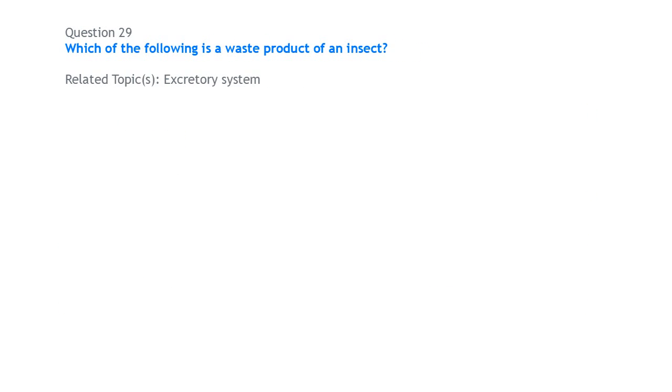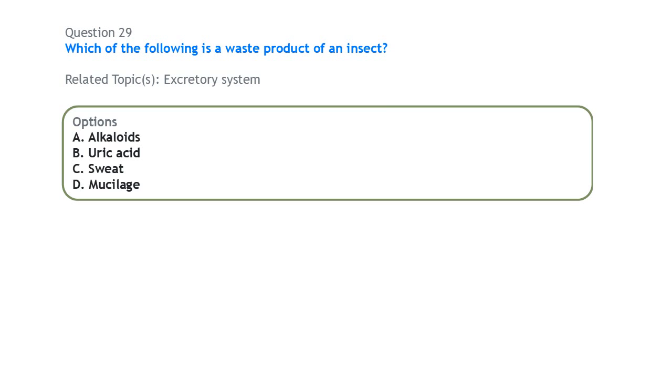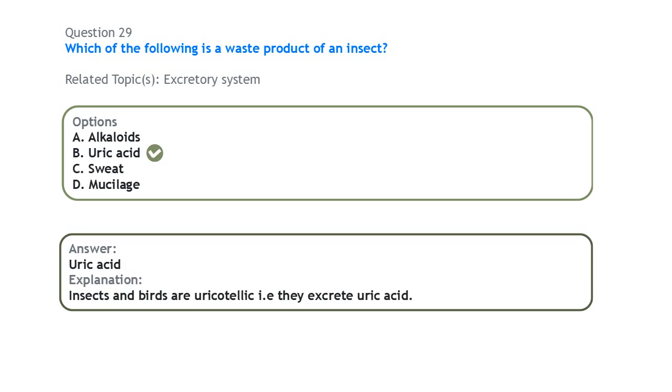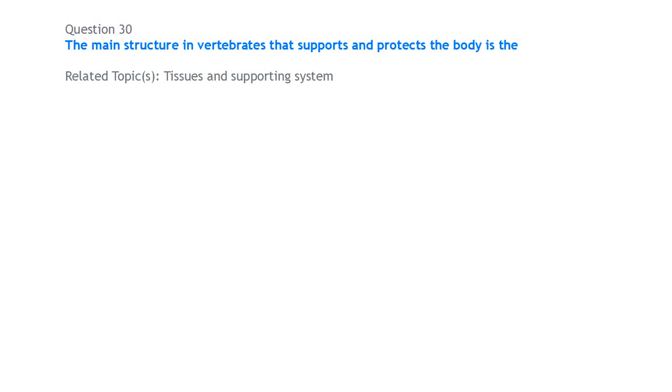Okay, next, also an excretory system. Which of the following is a waste product of an insect? So insects, they are uricotelic, that is, they excrete uric acid. So the uric acid is a waste product, an excretory product in insects.